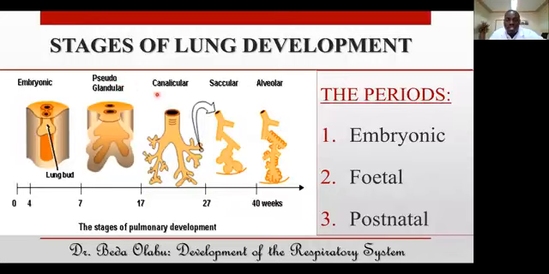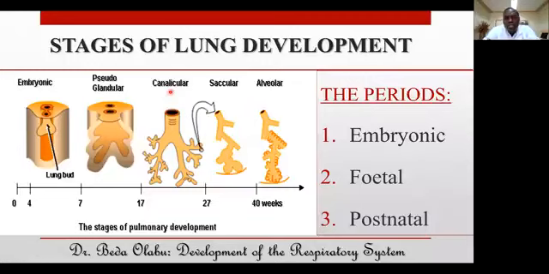After the pseudoglandular stage, we go to the canalicular stage. The understanding here is that during the pseudoglandular stage, the airways are branching, but they're just solid structures. They don't have a lumen. Their lumen is blocked. So during the canalicular stage, we have canalization of the airways. It means that a lumen appears within the airways. That is the principal thing that happens during the canalicular stage.